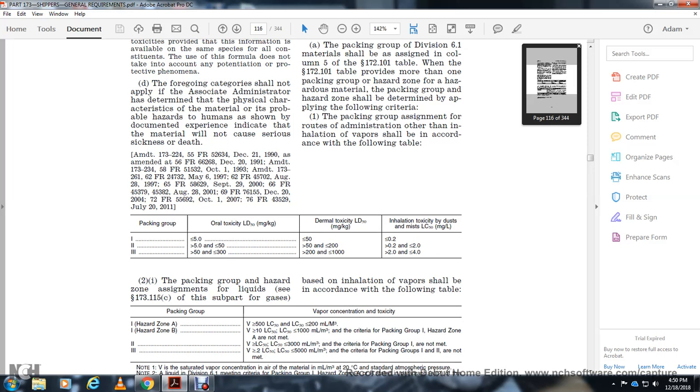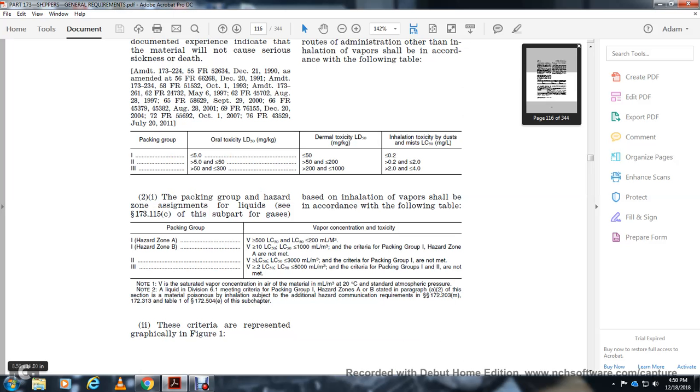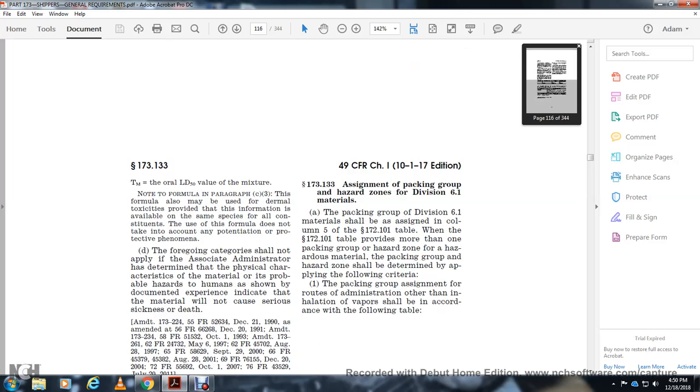Each packing group has its own criteria: liquids in 173.115, and gases in the subpart. Criteria are represented graphically in the figure. In 173.133, the assignment of the packing group for Division 6.1 material has its own criteria. Division 6.1 materials are assigned in column 5 of the 172.101 table, which provides more than one packing group.